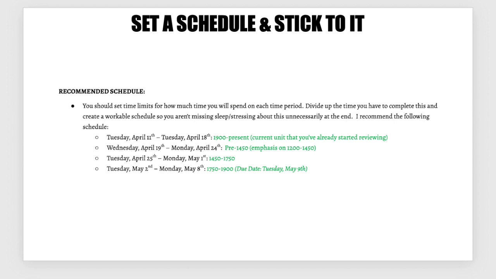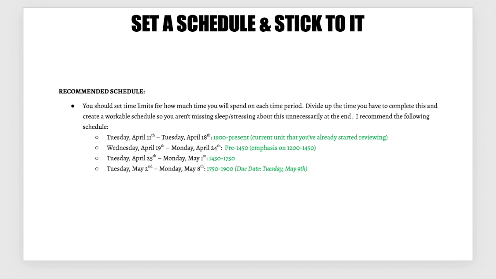Now, you're going to want to set a schedule and stick to it. In the written instructions, I said that you should set time limits for how much time you'll spend on each time period. Divide up the time you have and complete this in a workable way so that you're not missing sleep and stressing about this unnecessarily at the end. I recommend the following schedule. Working on 1900 to present up until maybe Tuesday night next week. That will take you through the period of studying for the unit test as well.